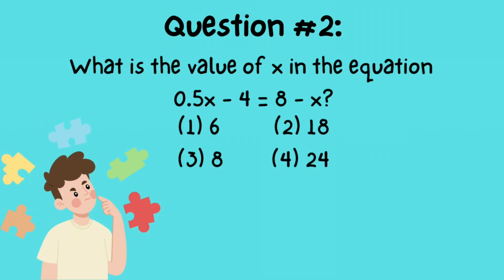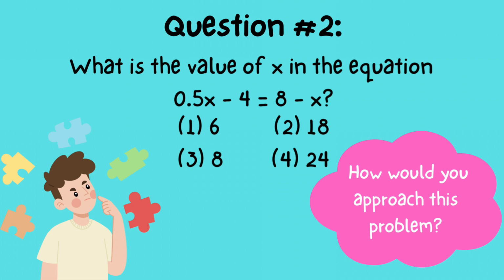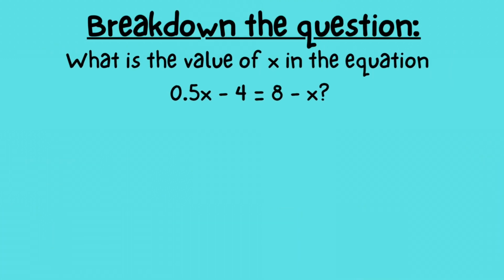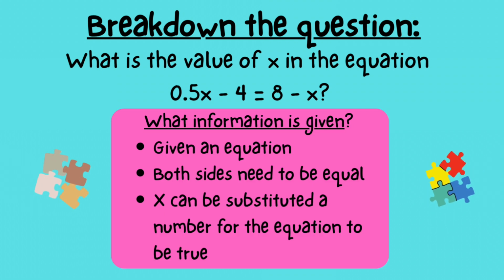Question 2 is: what is the value of x in the following equation, with the answer choices being 6, 8, 18, and 24. How would you approach this problem? First, let's break down the question and ask ourselves what information is given. We are given an equation that needs to remain equal when substituting x for a number.